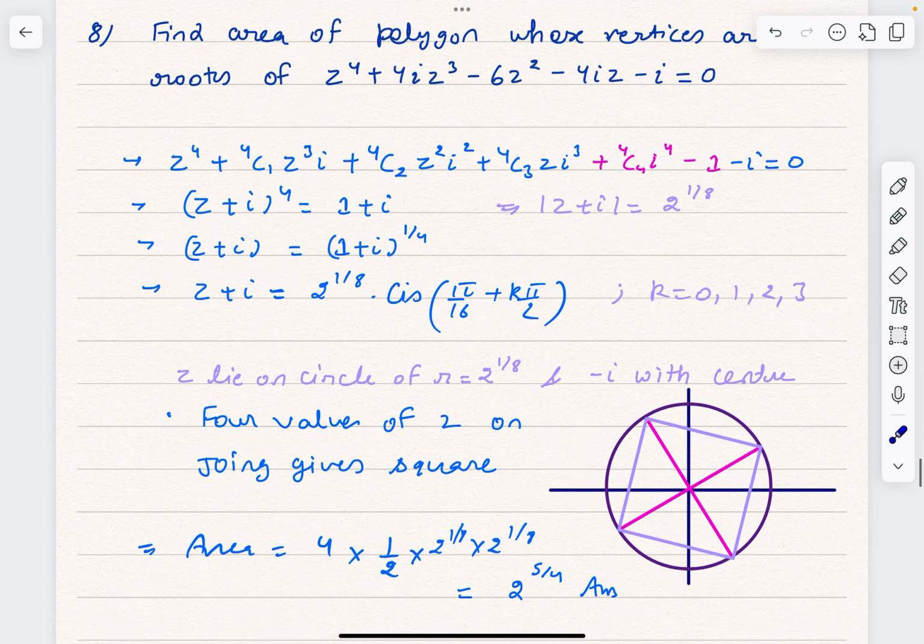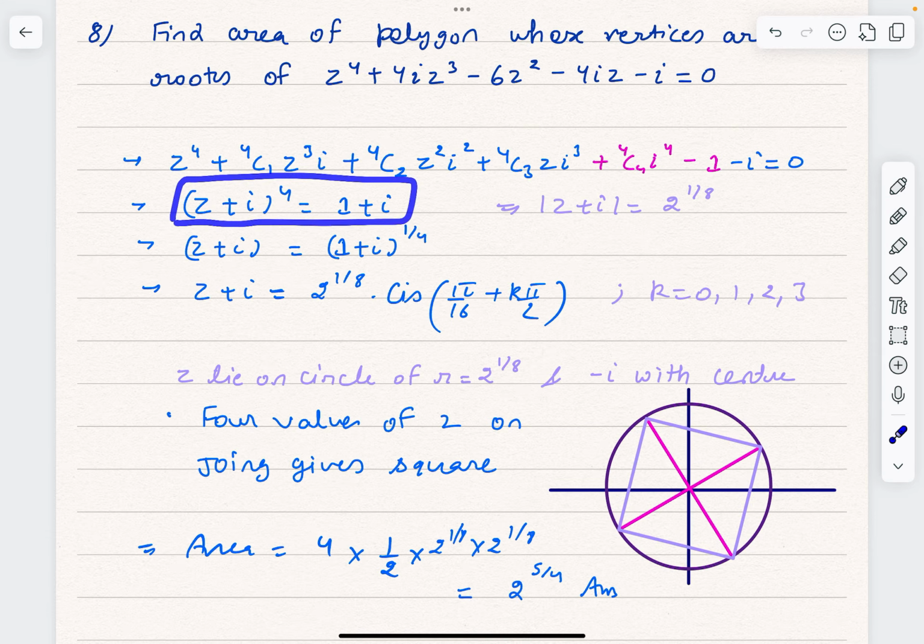See what we can do here. In this equation, you will see it looks like the expansion of something. And for that, I'll just add and subtract 1. And this 1 I'm writing here as 4c4 iota power 4. Why? Because you see first term is z power 4, next is 4c1 z cube iota, next is 4c2 z square iota square, next is 4c3 z iota cube. So we add 4c4 iota power 4, which is just 1. So we subtract 1, minus iota as it is. So this becomes (z plus iota) power 4 equal to 1 plus iota.